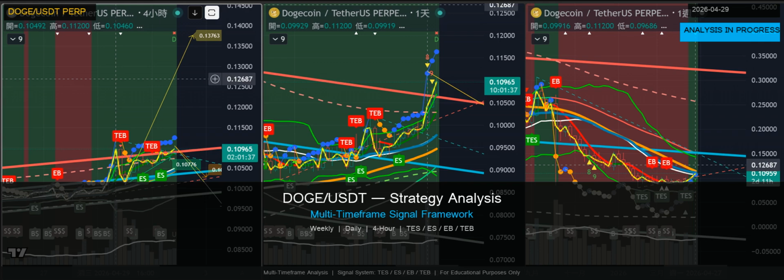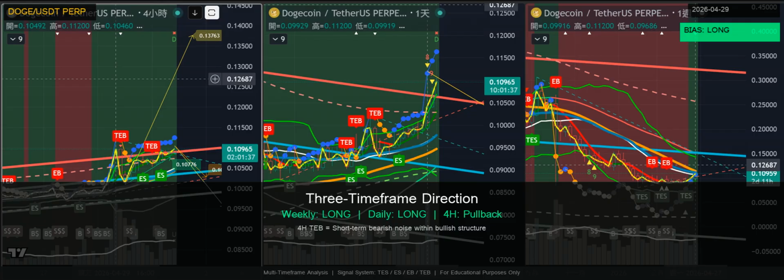Let's dive in. Now let's walk through each time frame, starting with the weekly chart, the highest time frame in our framework. The weekly is currently long biased. We can see a TES signal in the lower right zone of the chart, which continues to provide bullish support. Importantly, there has been no new EB or TEB signal strong enough to flip the weekly back to bearish. This means the macro trend remains intact. The weekly is in a low zone recovery, favoring longs.